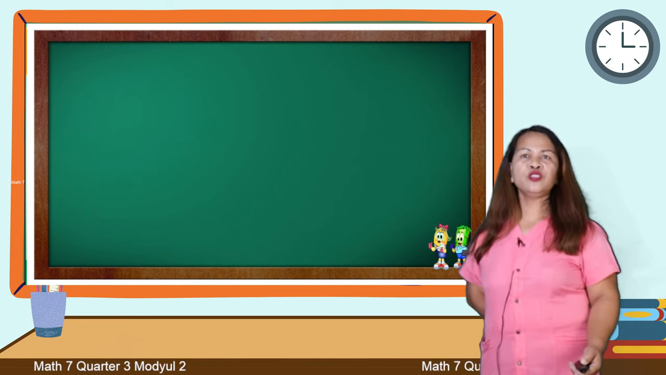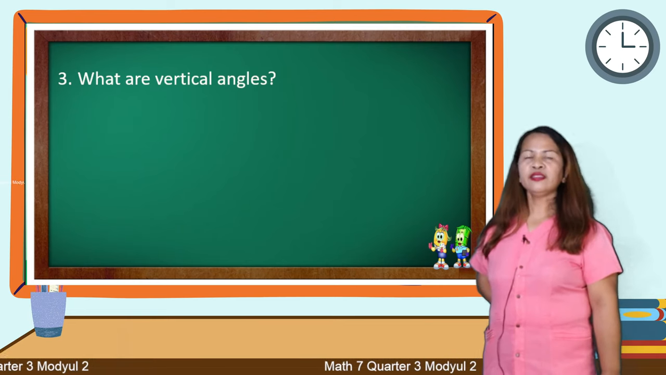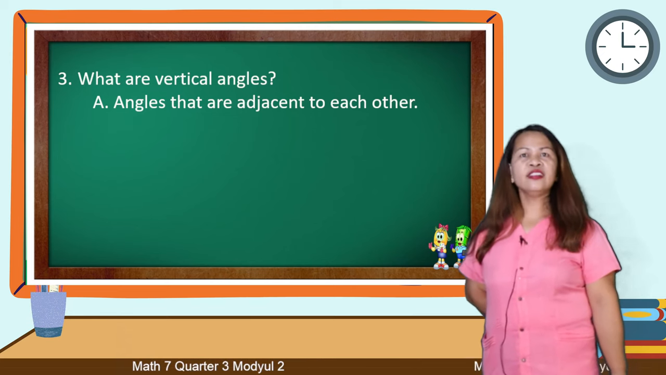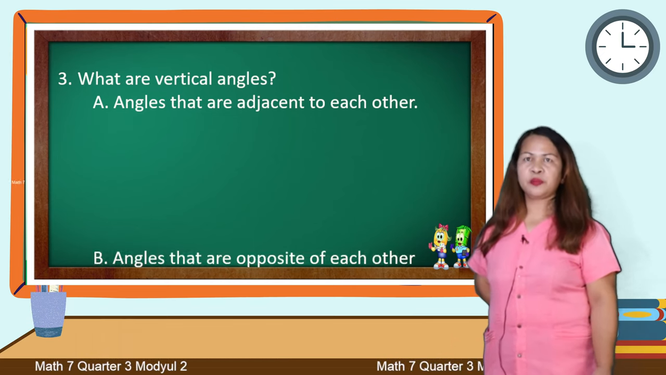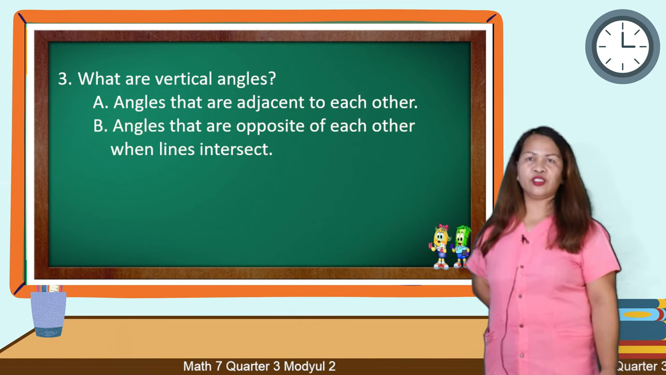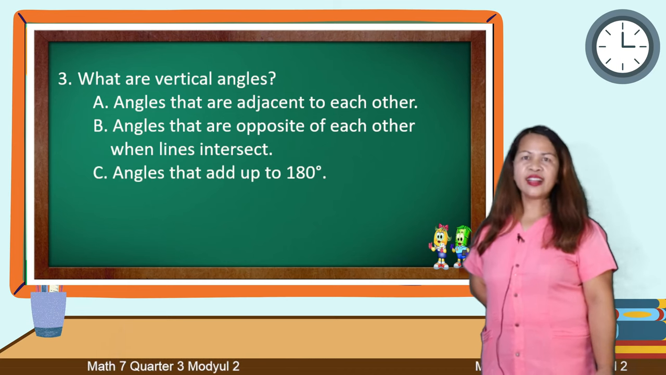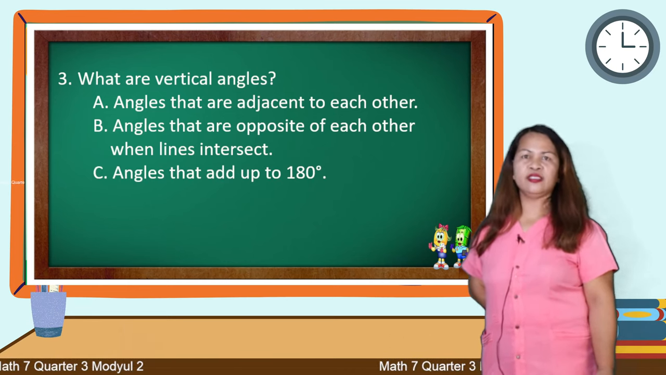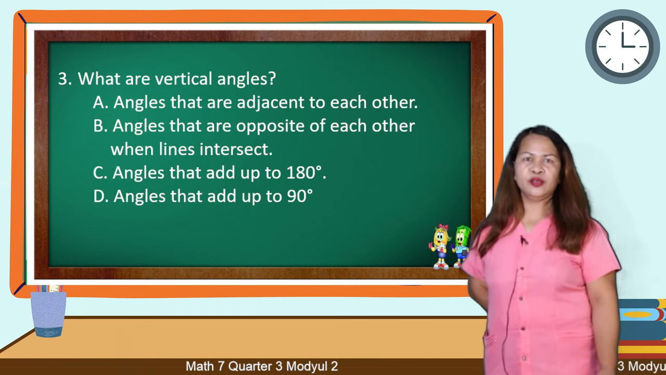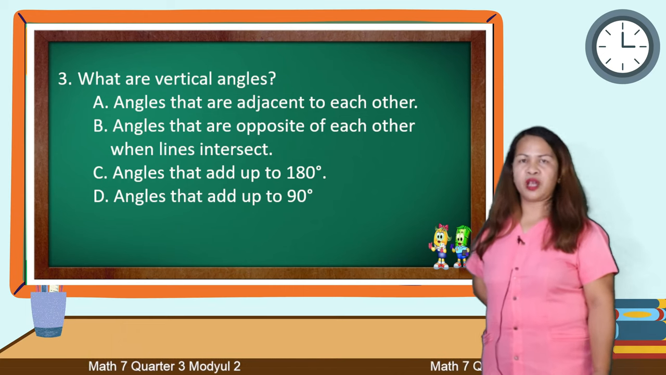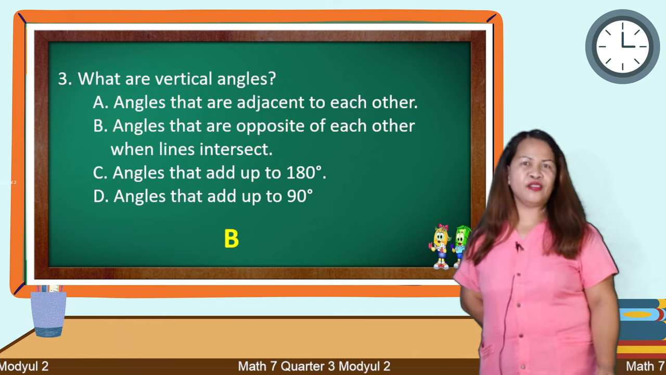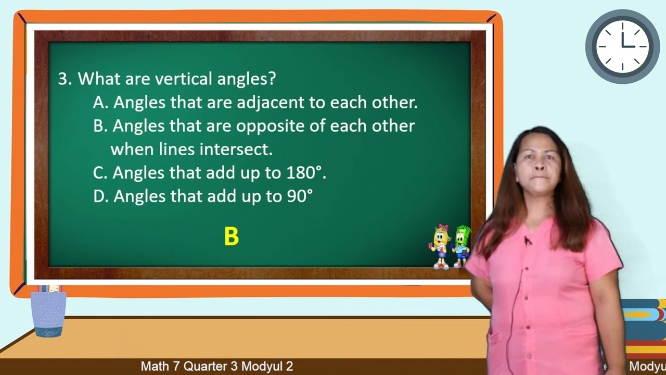The third question. What are vertical angles? Letter A, angles that are adjacent to each other. B, angles that are opposite to each other when lines intersect. Letter C, angles that add up to 180 degrees. And letter D, angles that add up to 90 degrees. Again, type your answers on the chat box below. Nice job. The correct answer is letter B.